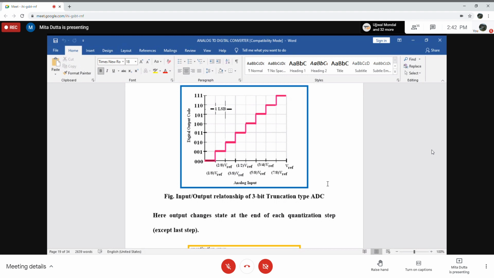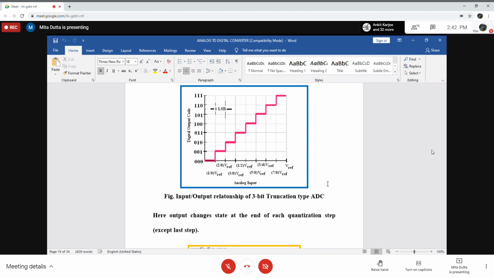And why do those ADCs have higher cost? Because they have an inherent DAC within them. Whereas in the dual slope integration type, we don't need a DAC. We simply need an integrator and a counter.